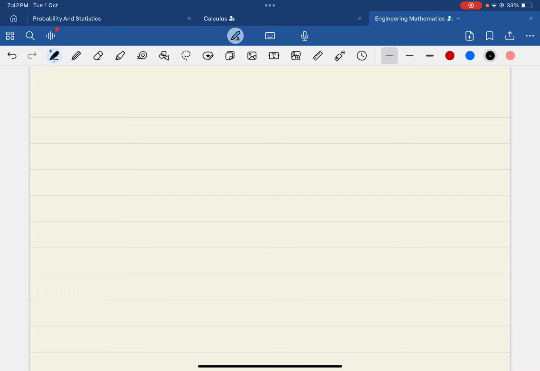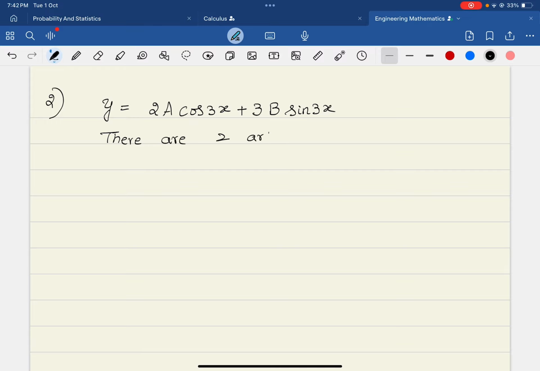Problem number 2. So let us take this problem as again. Suppose y is equal to, now I am going to do another problem. y is equal to 2 times of a cosine 3x plus 3 times of b sine 3x. Okay, so this is the problem. So what you do, there are how many arbitrary constants? There are 2 arbitrary constants.